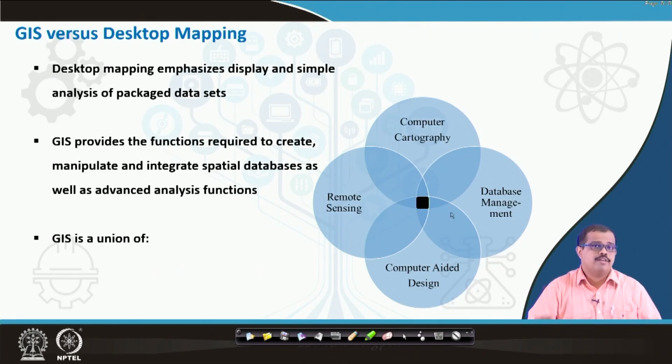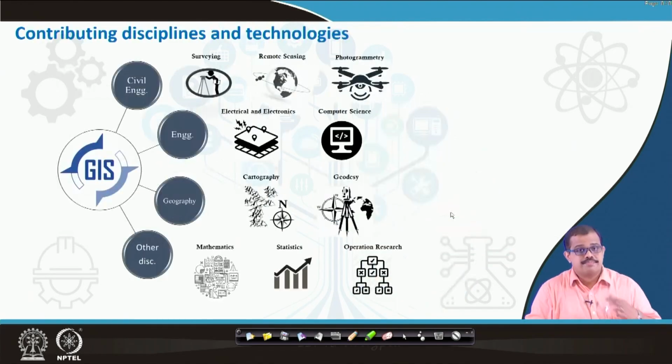Desktop mapping can just give you certain information about an area or a phenomenon, but it doesn't give you the details that you expect on a larger scale, which can be done using GIS. GIS gives you the functions required to create, manipulate, and integrate spatial databases. Desktop mapping can give you certain information which is already there, but not integrate spatial databases. So this can be done using GIS.